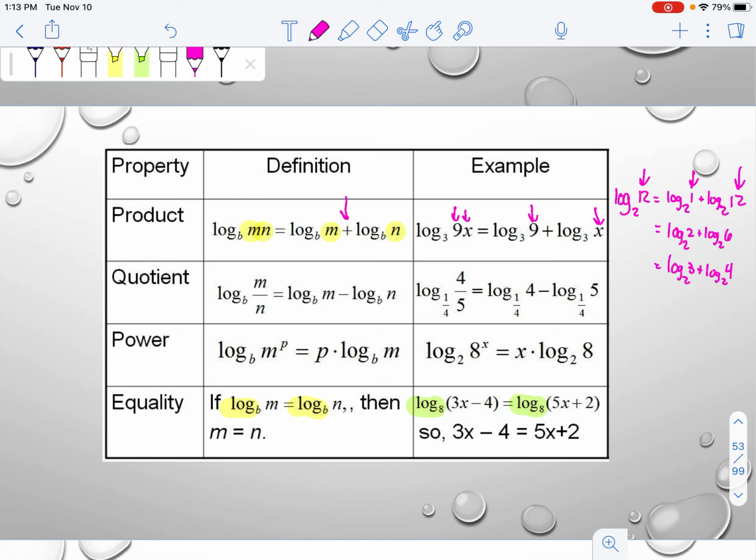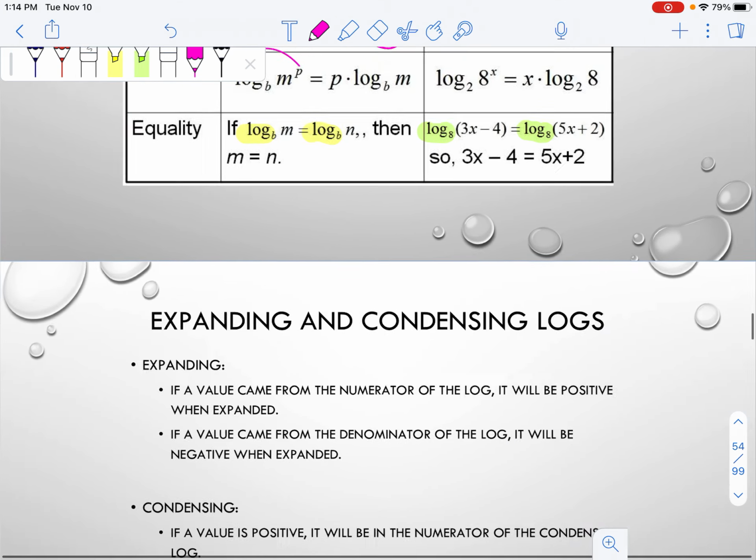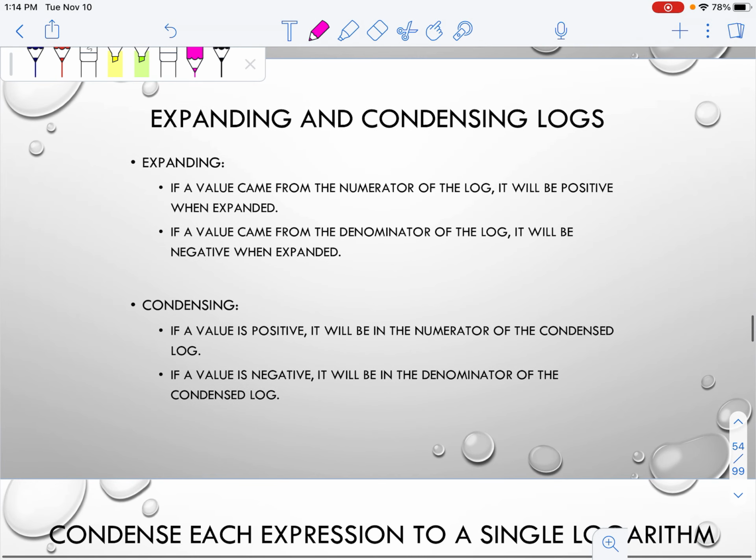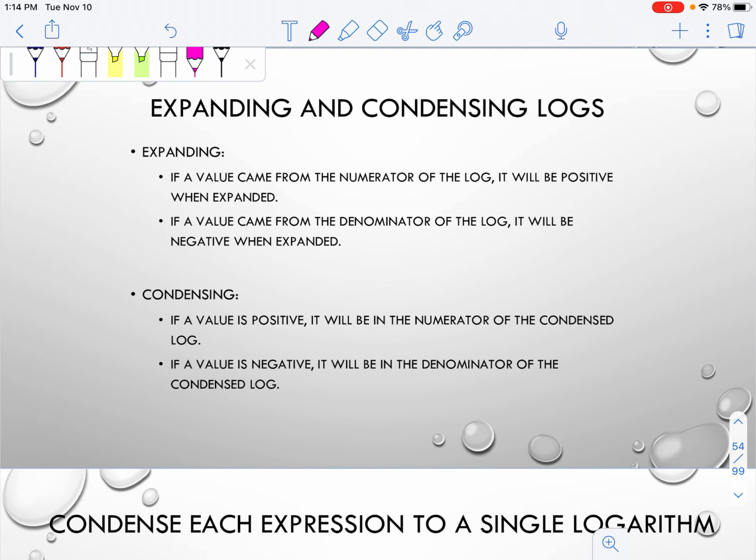We'll see some examples of this, but the important takeaway is, when you see addition, that means multiplication. When you see subtraction, that goes on the bottom and you're dividing by that specifically. The exponent becomes the coefficient becomes the exponent; we go back and forth with that. And with the equality property, if we're looking at two logs with equal bases, we just drop the logs and the bases and set the remaining expressions equal to each other. These properties of logs are going to come in handy when we are expanding and condensing logs.